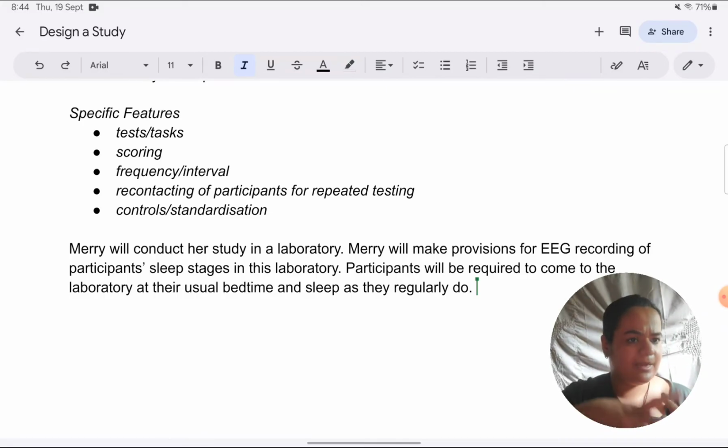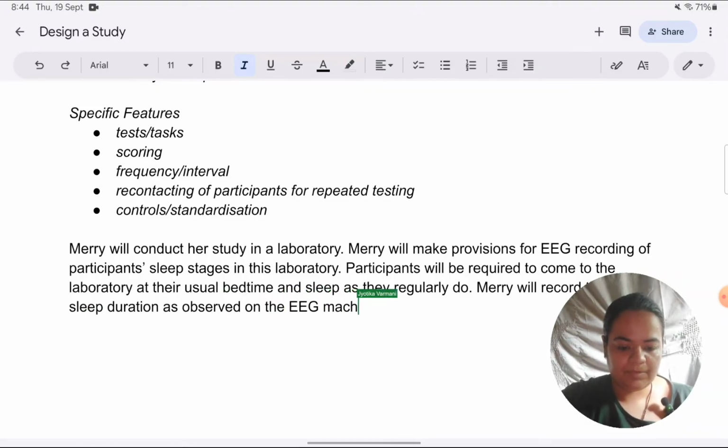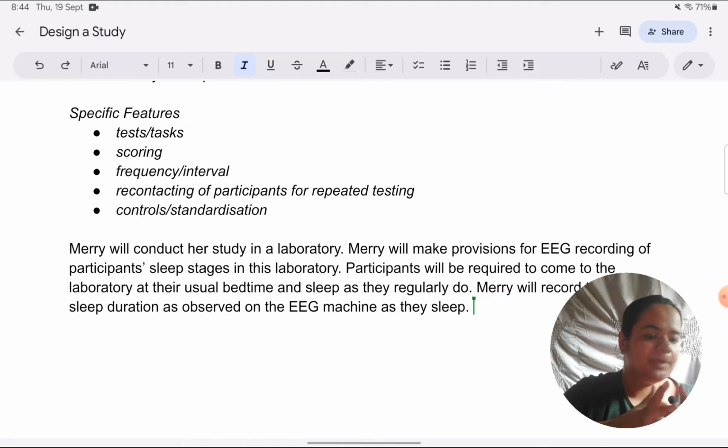Okay, so I can just add one more point to this, that yes, they'll be required to come and sleep, and then, because we have to cover the procedure, we have to explain step by step what is happening. Mary will record their REM sleep duration as observed on the EEG machine as they sleep. Okay, please excuse the typing. I'm having some pain in my wrist. That's why I'm not able to type very smoothly.